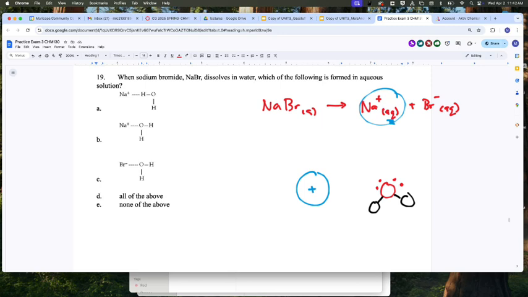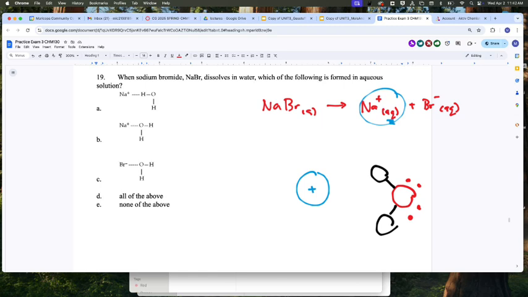Does it matter? I don't know if I can pull this off. I'm going to try it. Ooh, I can't. Does the orientation of my water molecule matter? Is that a better orientation? Sorry if it's changing sizes. How do we know?